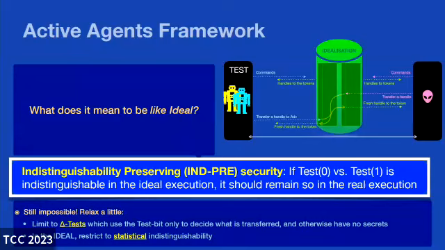Now, even with this relaxation that we don't want simulation-based security, just indistinguishability preserving security, things still remain impossible to realize. So we need to make a couple more restrictions. One is we don't consider all possible behaviors of this test, only something we call delta tests. And also we only require statistical indistinguishability in the ideal world to be preserved as computational indistinguishability in the real world. So with these restrictions, we get a definition of delta IPS security.